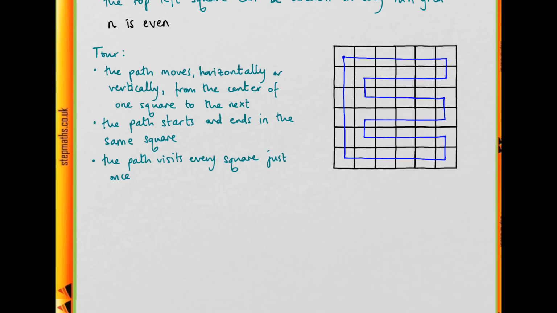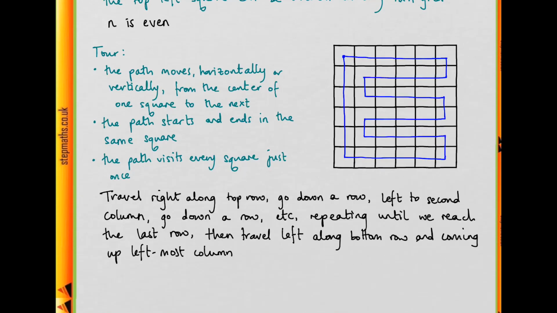If we were to describe in words what we've done here, then what we're doing is travelling right along the top row, then going down a row, then going left to the second column, then repeating this until we get to the bottom row, when we travel all the way left to the leftmost column and going back up to the top.